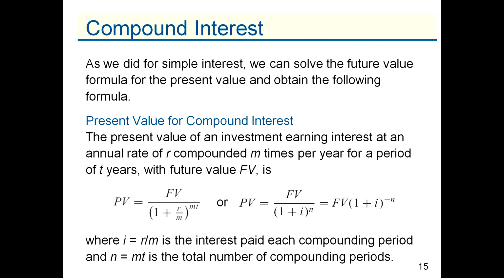So just like for simple interest, we can solve that formula for present value, and that will give us a formula that we can then plug in all of the information we have, and we can know how much money we have to have at the beginning so that we can invest and get the future value that we're looking for at the end. So these are the formulas. Once again, there's 2 forms of the formula. This one is going to have your R and your M and your MT. This one is going to have your I and your N.